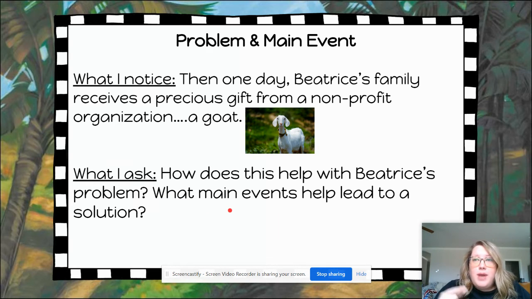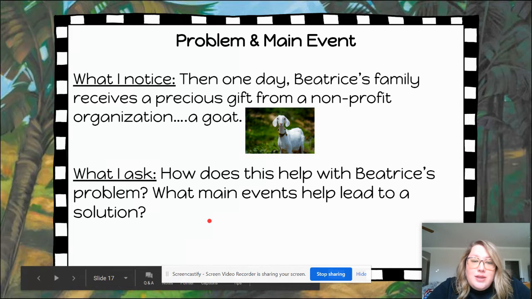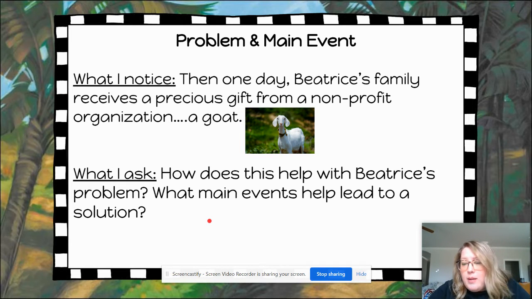So the main events are something like the actions, the important things that lead up to fixing that problem, that lead to the solution. So you can think of it as you have your problem, then you have your main events leading all the way up to your solution. So in between here is where your main events are taking place. Okay? So we're going to pause there, and I want you to think about, how does this help Beatrice's problem of not being able to go to school?